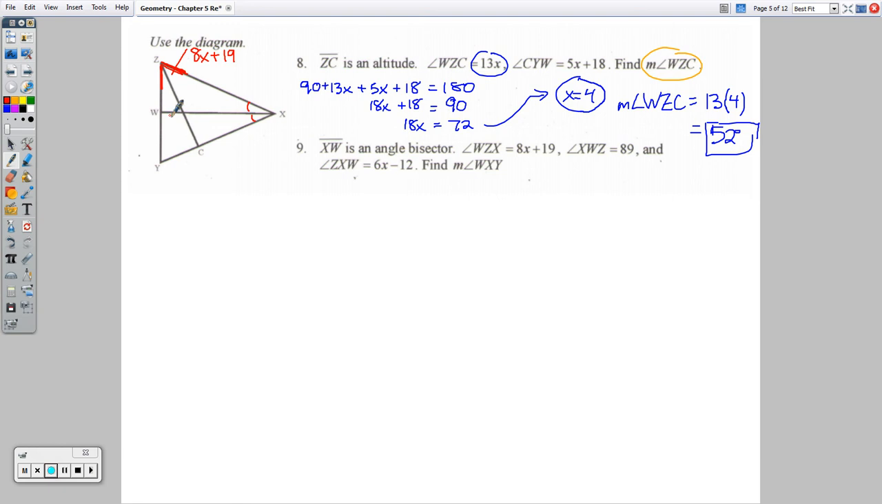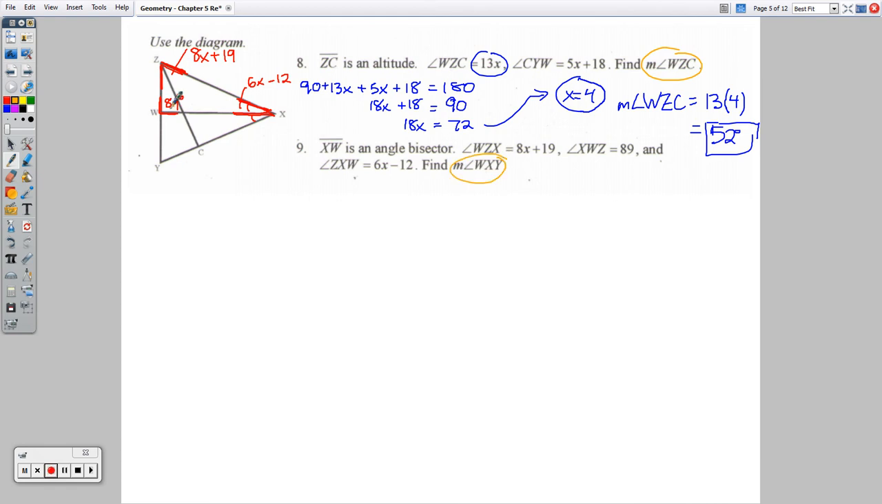XWZ, this one right there, says that's 89 degrees. So not quite 90, even though it looks like it might be. And ZXW, so Z to X to W, that's this angle right here. That is 6x minus 12. So we're supposed to find the measure of WZX.